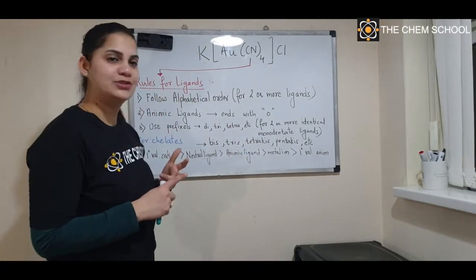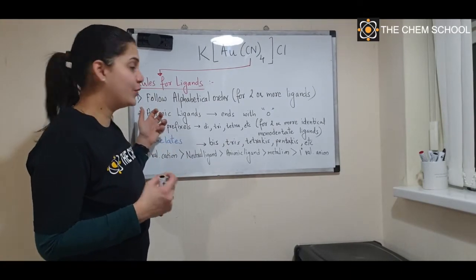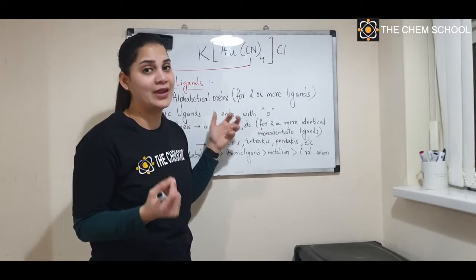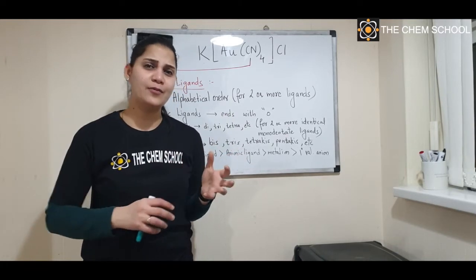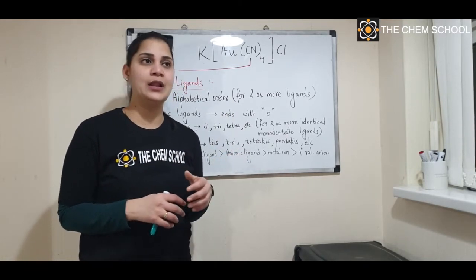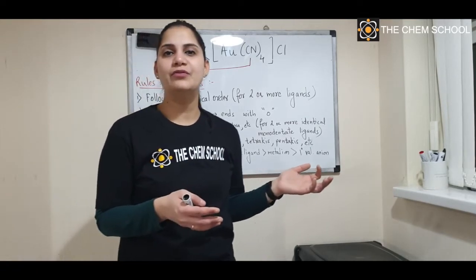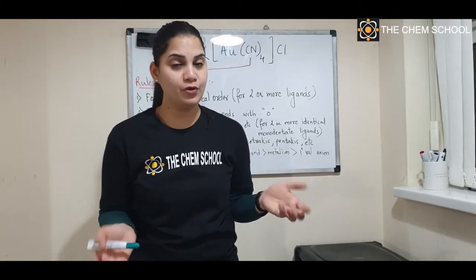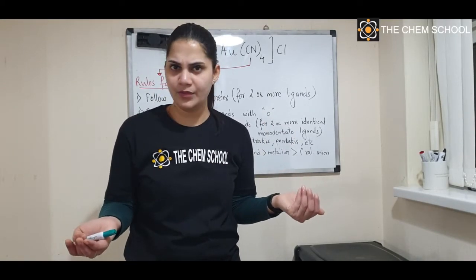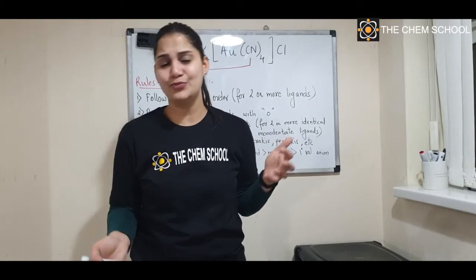Okay, the next one is the anionic ligands. Whenever you have anionic ligand, they should end with O. For neutral ligand, the name is usually the same. For some of them, there is an exception. For example, for water, we don't write water, we write aqua. Okay, but for ammonia, we write ammonia. For ethylene diamine, we write ethylene diamine.